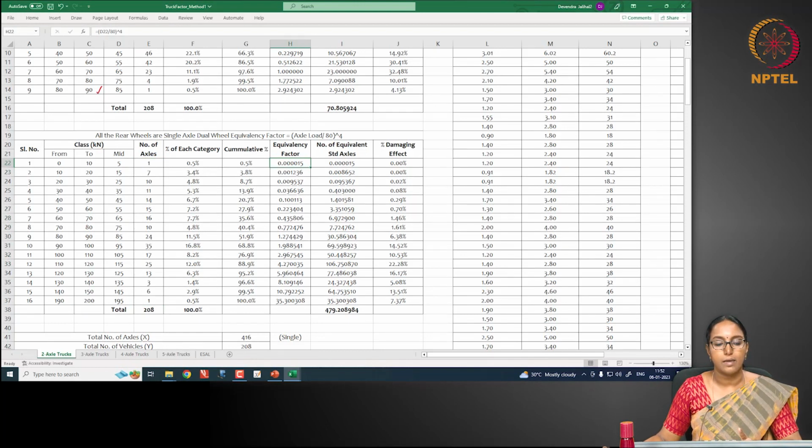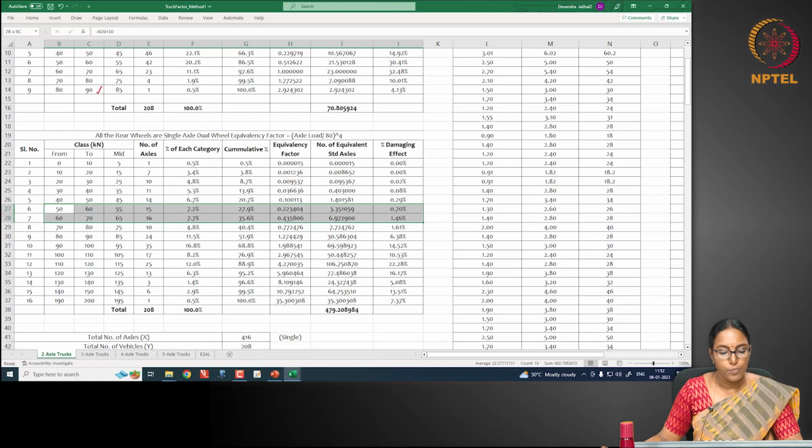As I said, the mid value of the axle is used. For example, suppose 50 to 60 is the load range. Let me just explain this in a row. So 50 to 60 is the load range, so 55 is the mid value. Your equivalency factor will be 55 by 80 raised to 4. That equivalency factor is multiplied with the number of axles in that group, which is 15, which will give you the total equivalent standard axles of that load group.